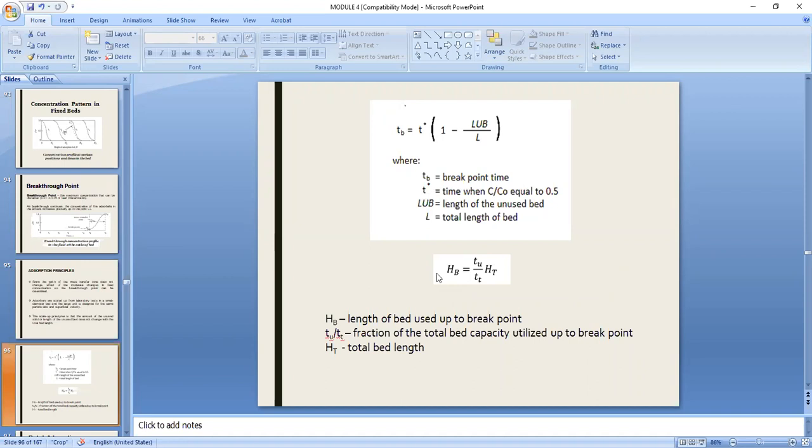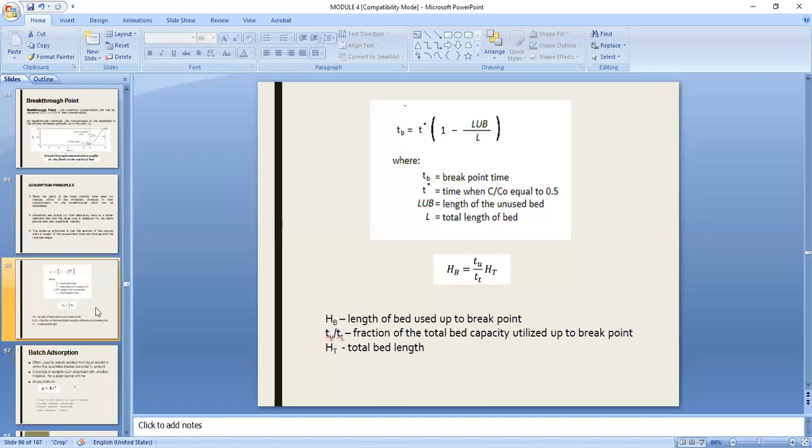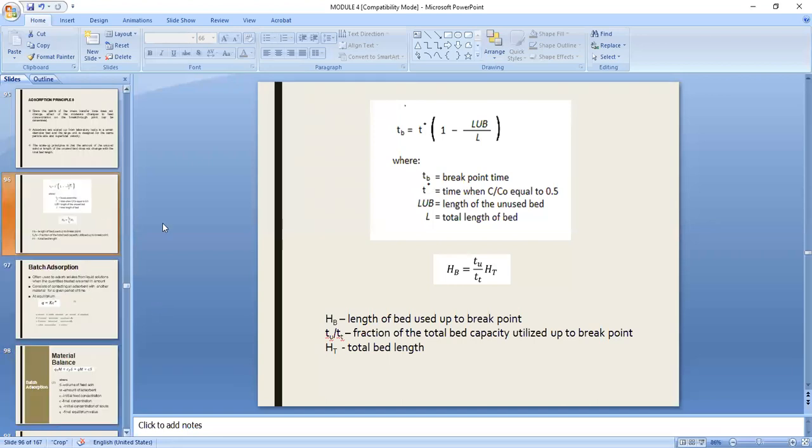Now, in terms of the ratio of H sub B to H sub T, where H sub B is the length of the bed used to break point, and H sub T is the total bed length, that would be the same as the time ratio. So this is the fraction of the total bed capacity utilized to break point. H sub B over H sub T is equal to this fraction of the total bed capacity utilized up to break point. That's in the case of adsorption.